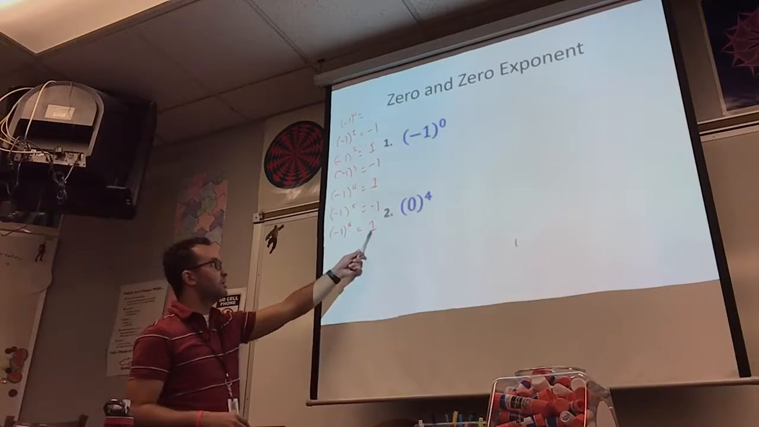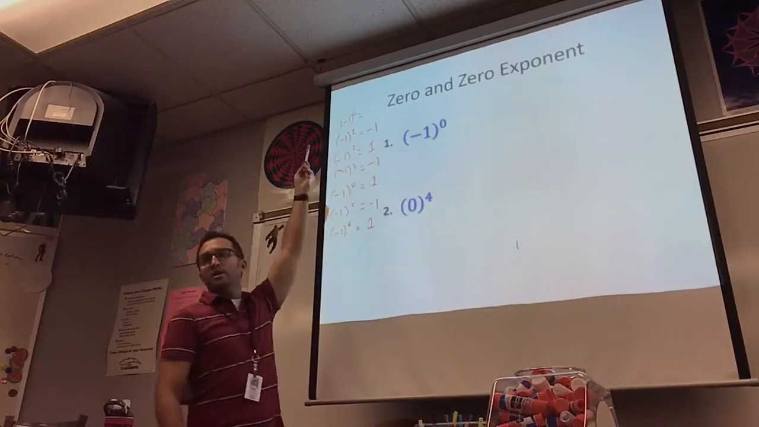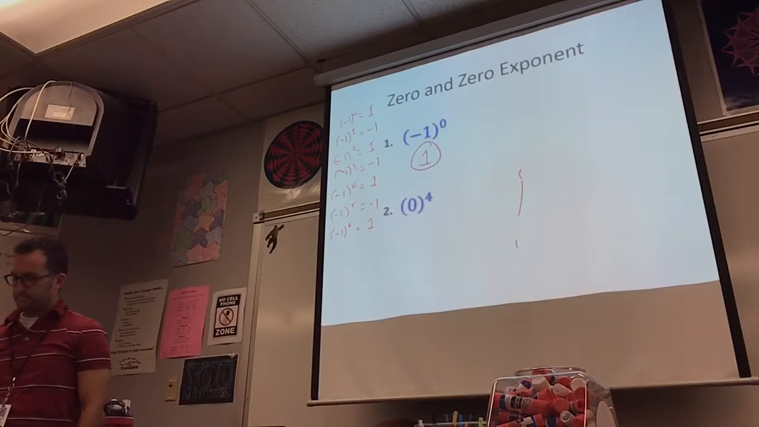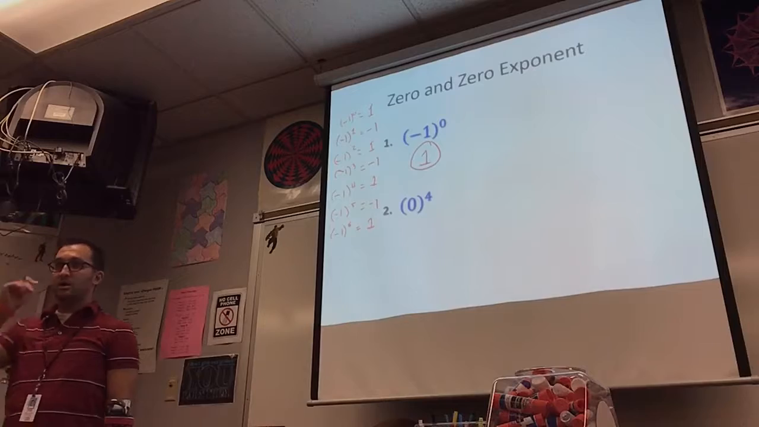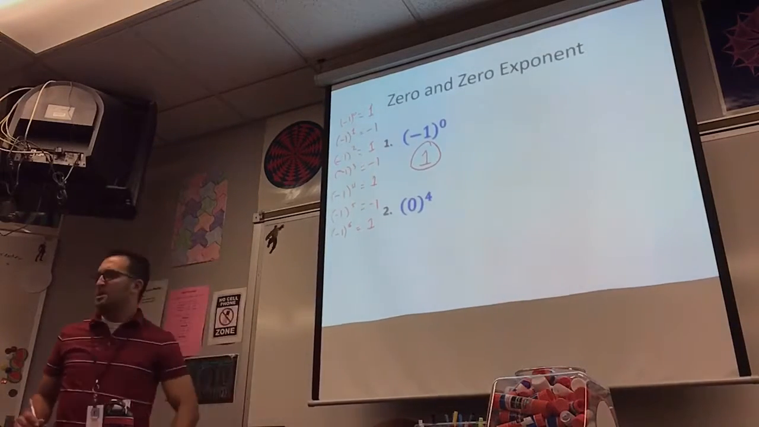Let's look at the pattern. Positive, negative, positive, negative, positive, negative, positive 1. So the answer to negative 1 to the 0 is 1, because it follows that pattern, right? Makes sense? Number 2 is really easy.